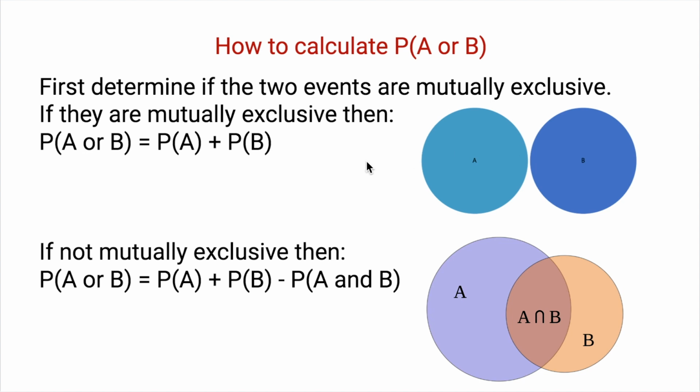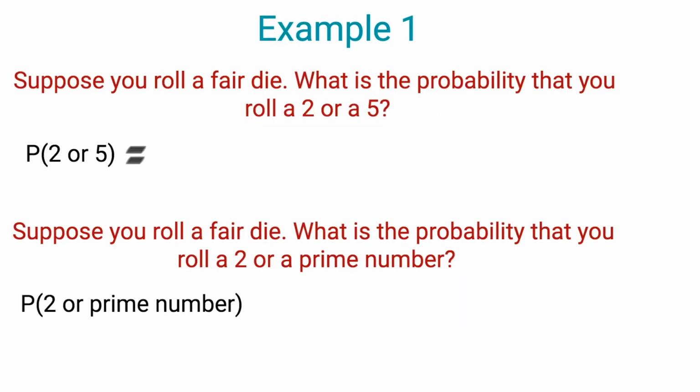On the other hand, if they are not mutually exclusive, that means they have a common outcome, then the probability of A or B will be equal to the probability of A plus the probability of B minus the probability of A and B. So what we're doing in the second scenario here is we're subtracting that region where the probability overlaps. Where they overlap, they have a common outcome, so we need to subtract that probability. Now, why we are subtracting is because we would be double counting the events that are happening there.